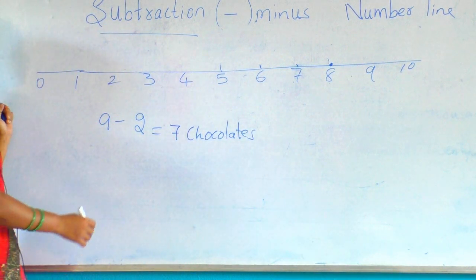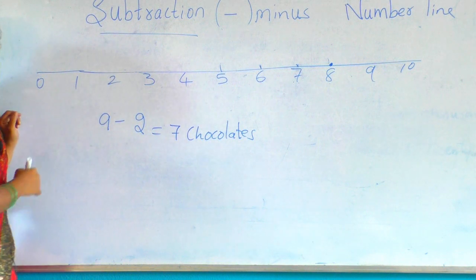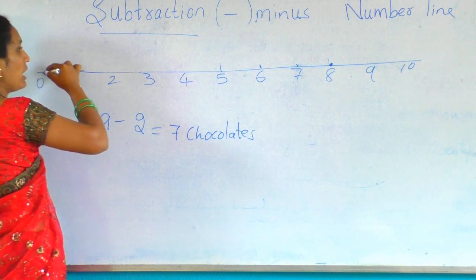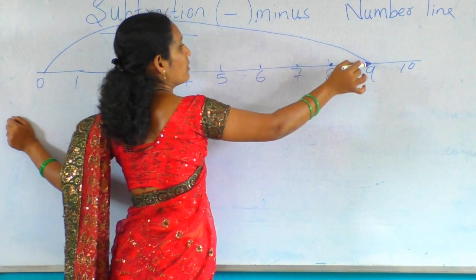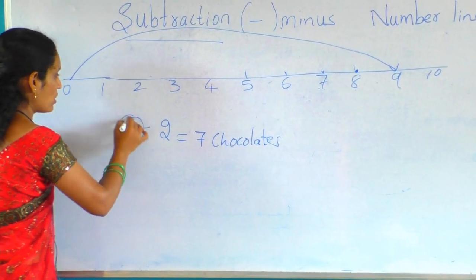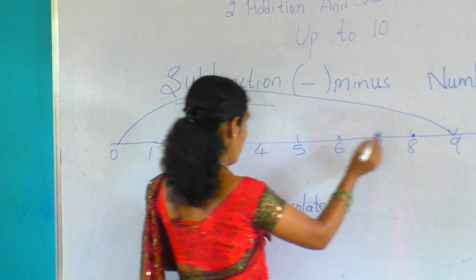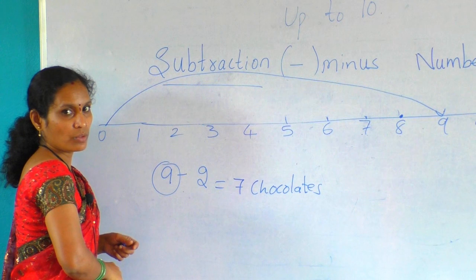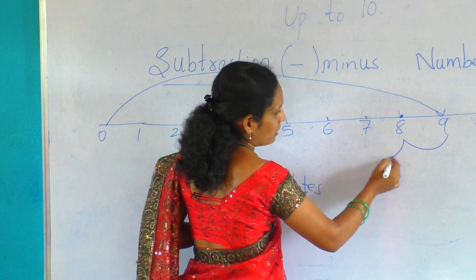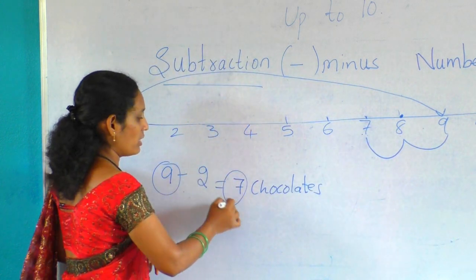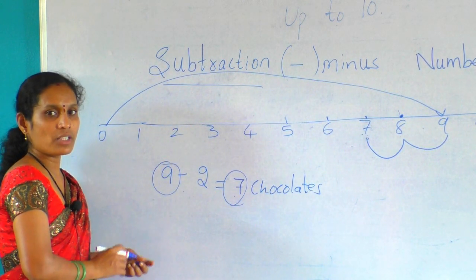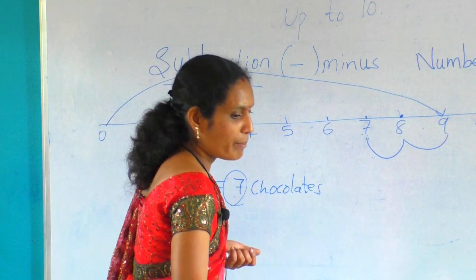You have 7 chocolates. Then how do you subtract on a number line? See, the total is 9. From 0 to 9 you draw the line like this. The first number is 9, so I drew from 0 to 9. Minus 2 means come back 2 places: 1, 2. The answer is 7 here. Understood? So, next take another example.